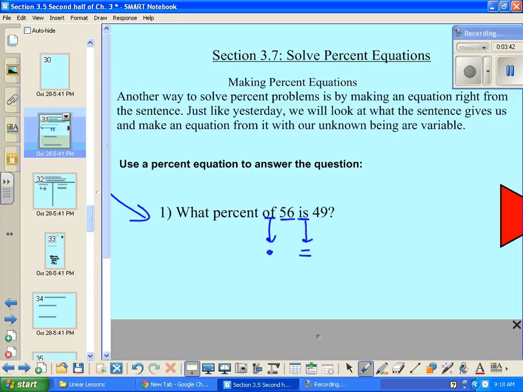The number 56 is just going to stand for itself. The number 49 is just going to stand for itself, so I'm just going to bring those down and plunk them in my problem here. And then my last thing that I have here is "what percent." That's what we're trying to find out. That's our unknown, correct? So in this case, that's just going to be the variable P.